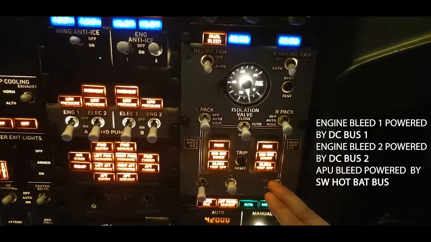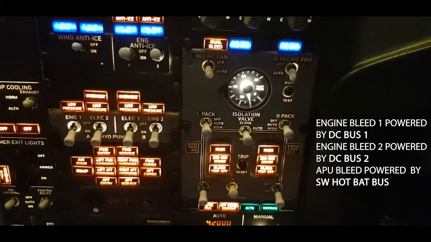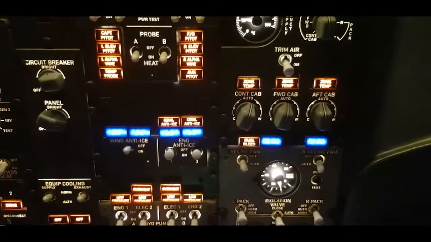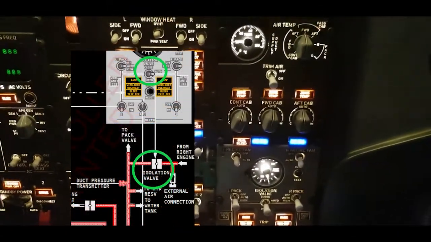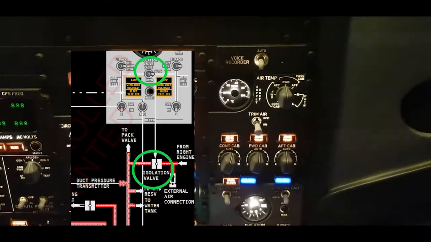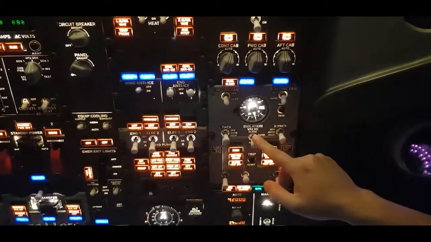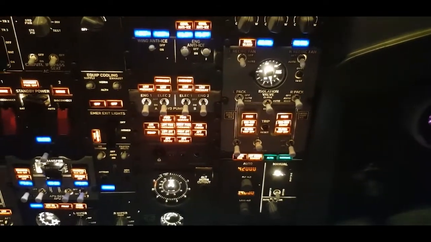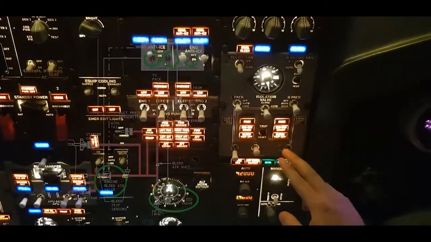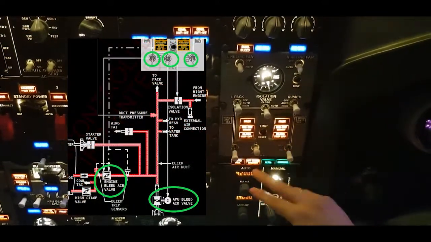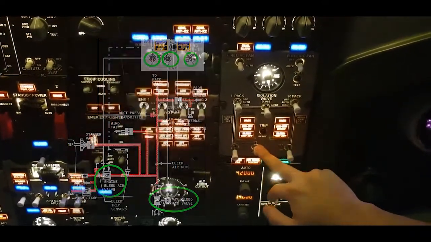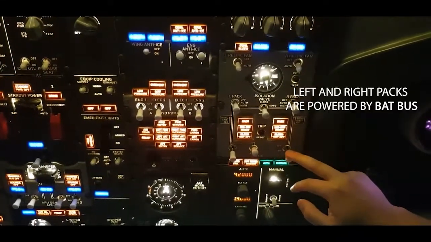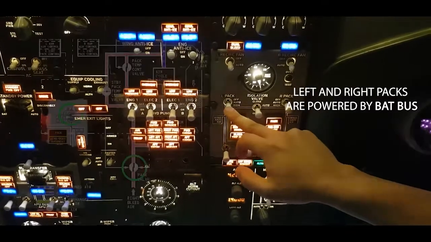The air conditioning pack valves control air that goes to the air conditioning packs from the bleed air system. The isolation valve switch controls the isolation valve, and the engine and APU bleed air switches control the engine and APU bleed air valves. So these switches, they control those valves. This is for the engines, this is for the APU. The air conditioning pack switches control the air conditioning pack valves, so we have them here.